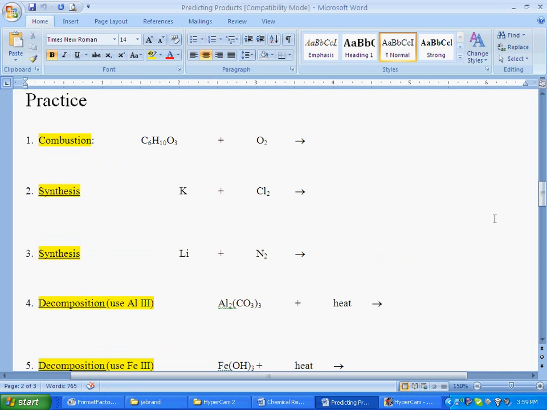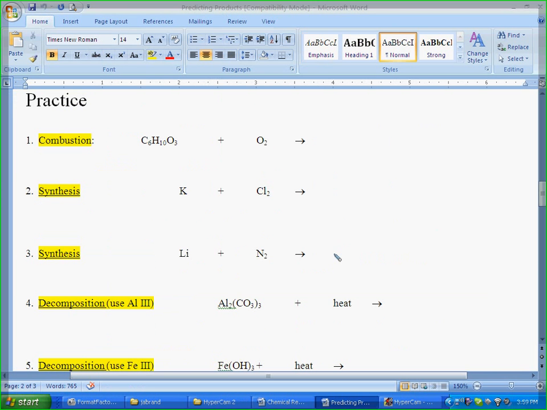We'll start by looking at the synthesis reaction. With the synthesis reaction, it's when you have something that looks like A plus B gives you AB. So we have K and we have Cl2. When they come together, I'm going to write K, and the charge for K is plus. I get that from the periodic table. I ignore this 2. We always ignore the subscripts on the reactant side. We're only really worried about the subscripts on the product side.